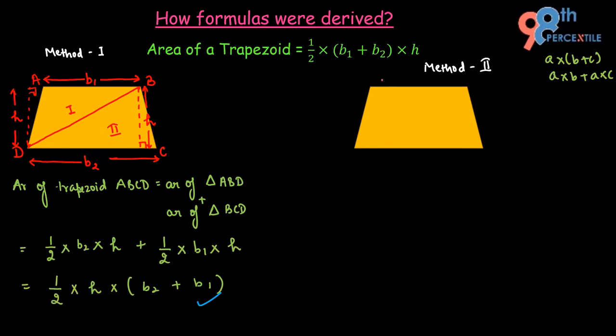Now again, for the second method, I will do some construction. So first, let's name this trapezoid A, B, C, D, where this AB is, let's say, base 1, and this BC is base 2.